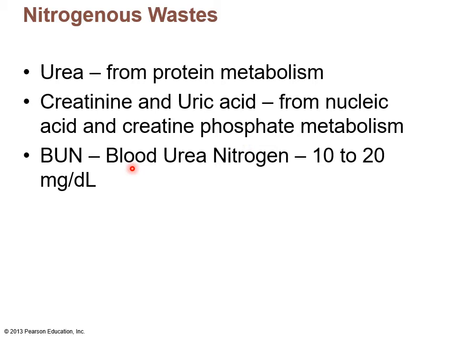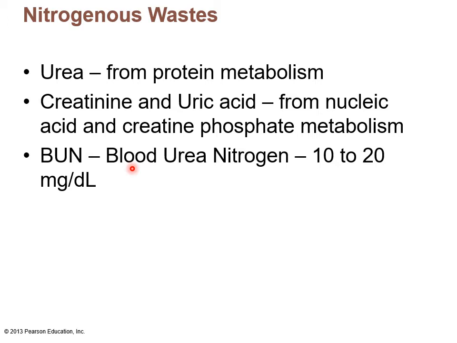Now, how you measure urea is through a test that's involved with a chem panel in the clinical lab, and that's called blood urea nitrogen. Now, there is a carrying load of urea in the plasma, and that's 10 to 20 milligrams per deciliter. So if you have an elevation of this, then that is called azotemia, and that's an accumulation of nitrogen-bearing waste products in the blood.